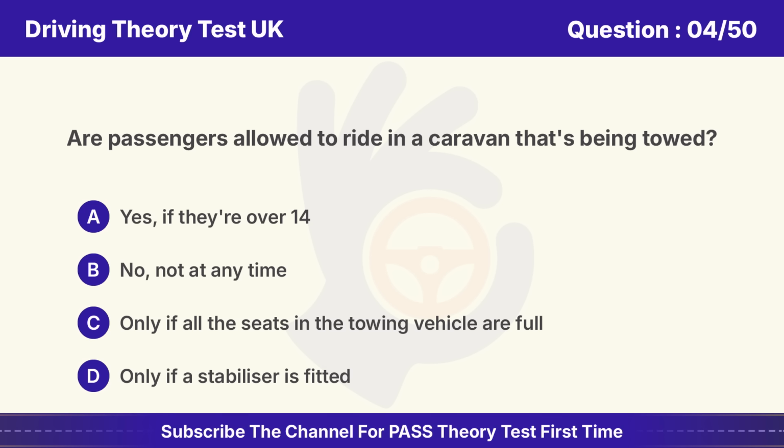Question 4. Are passengers allowed to ride in a caravan that's being towed? Option A. Yes, if they're over 14. B. No, not at any time. C. Only if all the seats in the towing vehicle are full. D. Only if a stabilizer is fitted. Answer is B. No, not at any time.